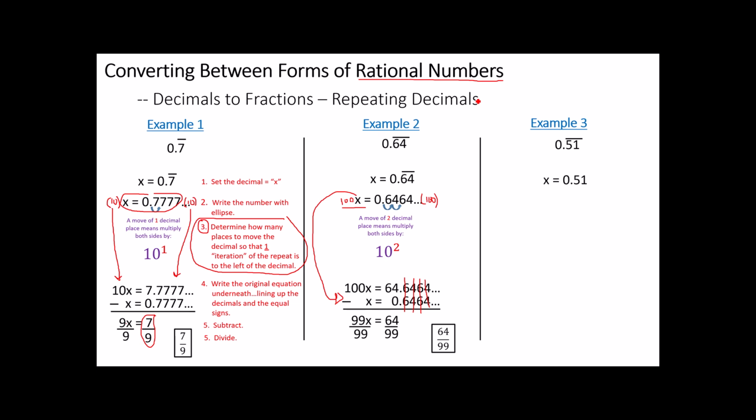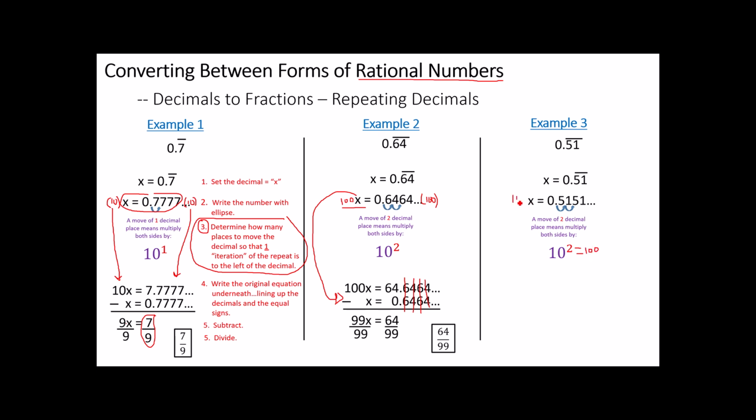I set it equal to x. I then change it to ellipse notation. Notice I did 2 repetitions, but you could do 2, 3. It doesn't really matter as long as you're consistent. And then I'm going to look and see how far that decimal is going to need to move to get one example on the left of the decimal. It is a 2 decimal place move, which means I'm going to multiply by 10 squared, which is 100.